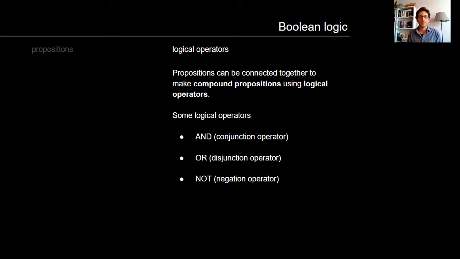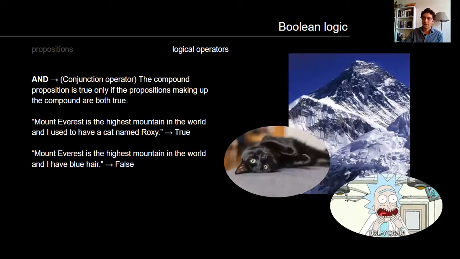Okay, and here are some alternative names that are used in the literature. We say for and operator, we also say conjunction operator. For the or operator, we also say disjunction operator. And for the not operator, we also name it negation operator. Here is how we can use the and operator, the conjunction operator. This is the conjunction operator, and the compound proposition is true only if the propositions making up the compound are both true.